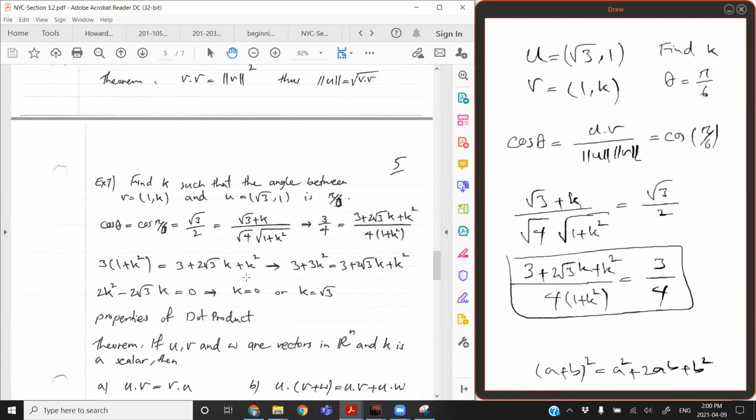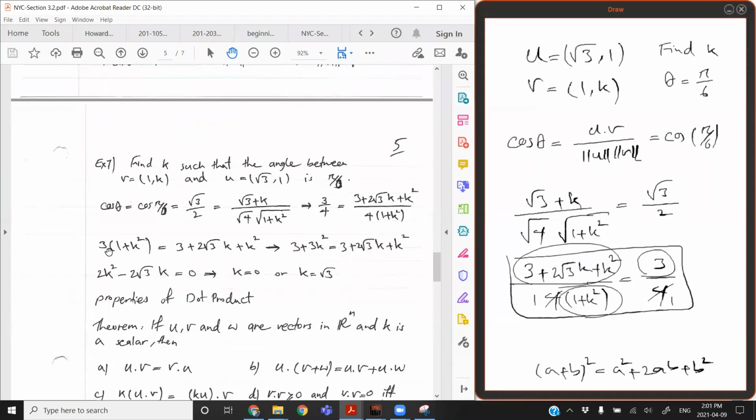So I did the rest here. I could just simplify the bottoms. I have 4, and then I do cross multiplication. I get 3 times 1 plus k squared is equal to 1 times this expression here. I get this: 3 times 1, 3. 3 times k squared is 3k squared. I move everything to one side because it's a quadratic equation, and it becomes this. Yes, and then from here on, I can use the quadratic formula to solve.